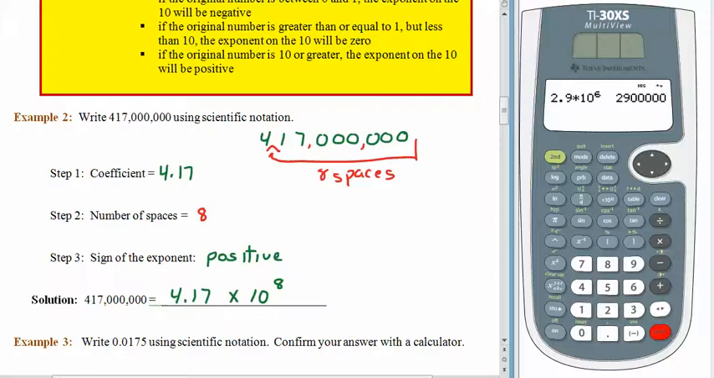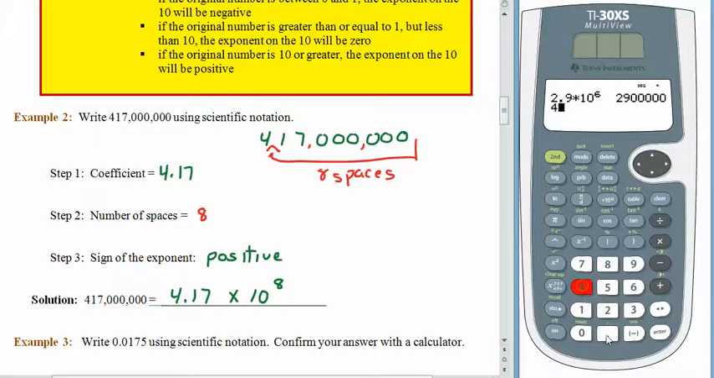I think your calculator can handle this one. Let's check. 4.17 times 10 to the 8th power. Yes. 1, 2, 3, 4, 5, 6 zeros, and then the 417. That's what we had before.